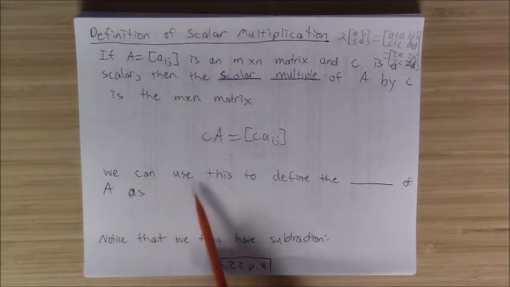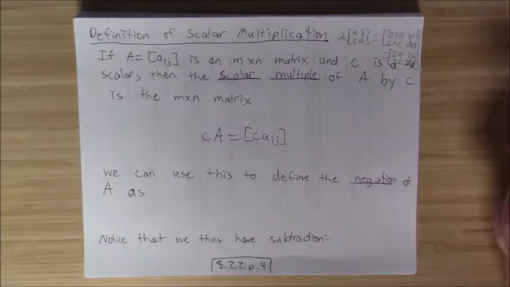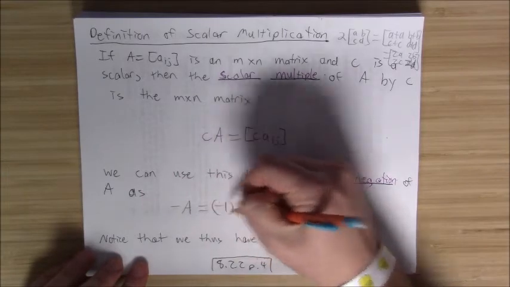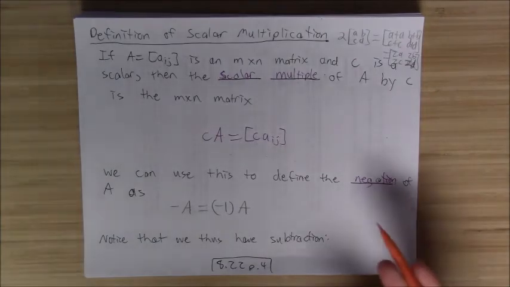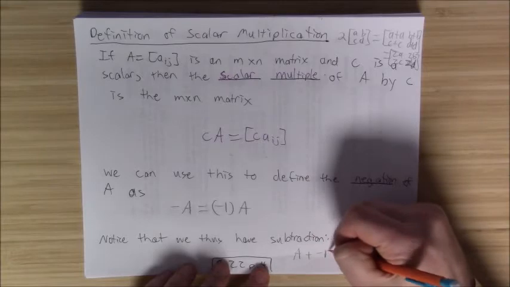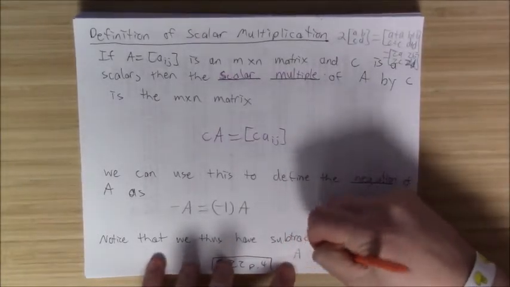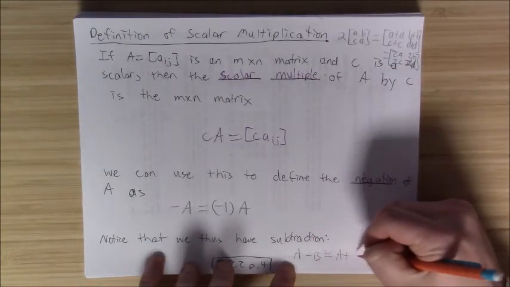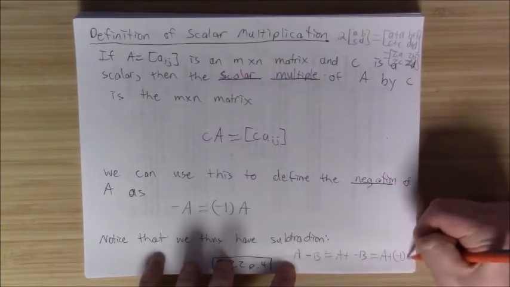Here we can use this further to define the negation of A as negative A, the negative of the matrix A, but we're going to define it as negative 1 times A. And this is nice because then we have subtraction. Really, what subtraction is, is A plus negative B. So I'll say A minus B, which is A plus negative B. But we could also think of that as A plus negative 1 times B.